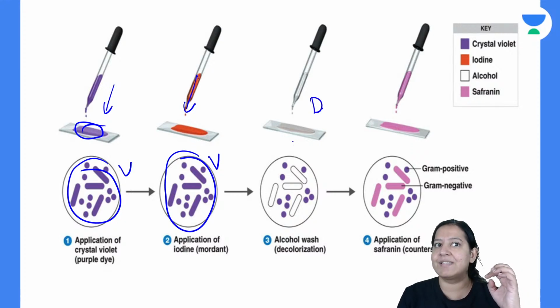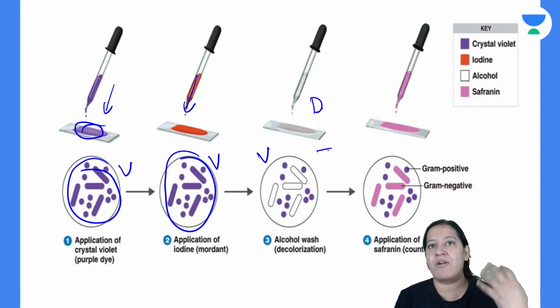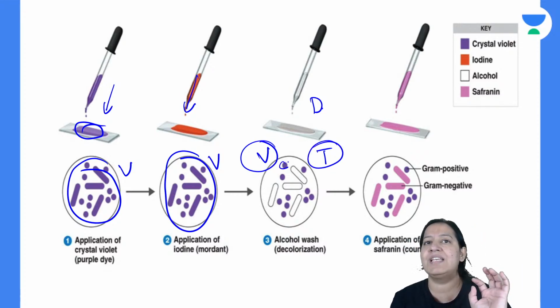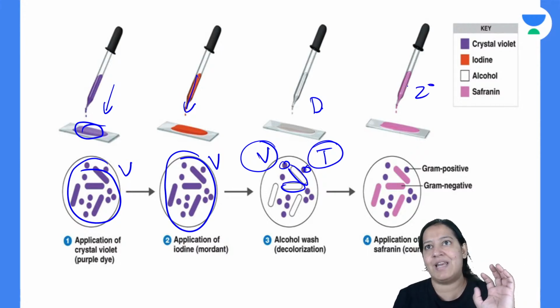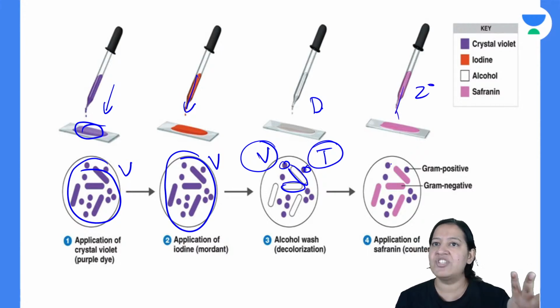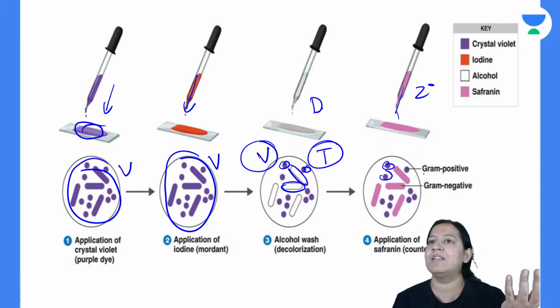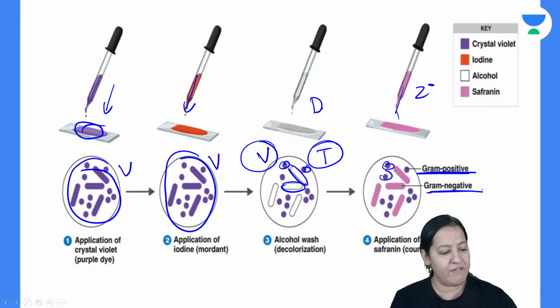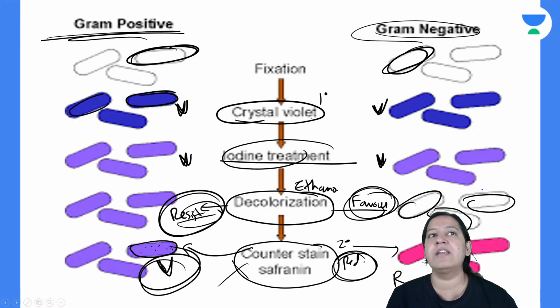When you put the decolorizer, some are violet, some are transparent. Some resist decolorization, some favor decolorization. So these are the violet ones and these are the transparent ones. And once you put the secondary stain, which is red in color, the ones which resist decolorization remain violet only; these are gram positive. And the ones which became transparent took the red color; these are gram negative. Everyone give me a thumbs up. Have you got it?